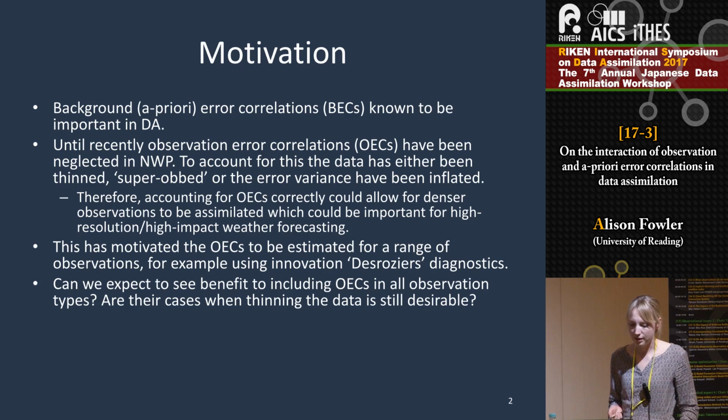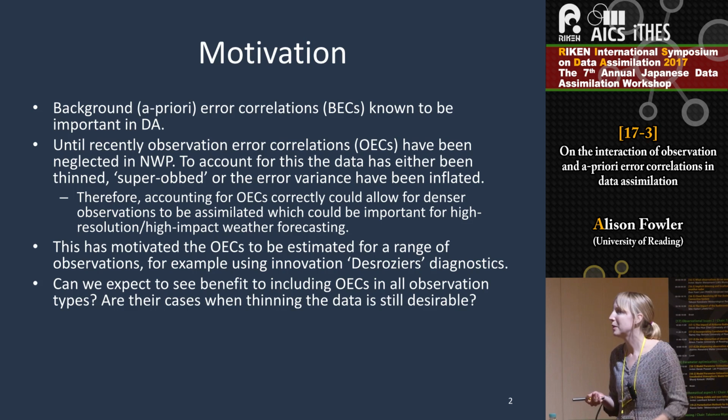So this has motivated observation error correlations to be estimated for a range of observations, and we've now got some different methods for trying to do that. And from Nancy's talk, there's more thought into how practically we can make use of this information in data assimilation. So the question that I've been thinking about is, can we expect to see benefits of including observation error correlations in all observation types? Or are there cases when it would be better just to thin the data to the correlation length scales? Because, as we've already heard, in NWP we're in the lucky situation where we have too much data, so we have to make these decisions.